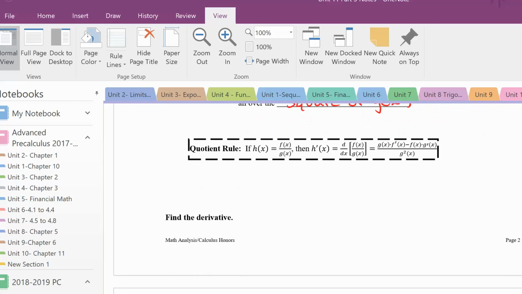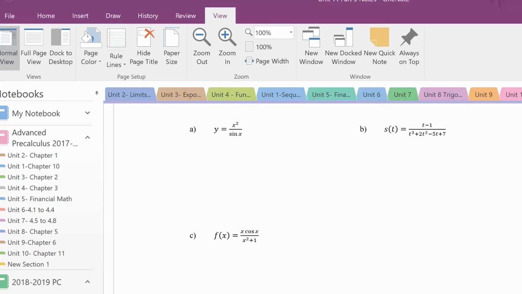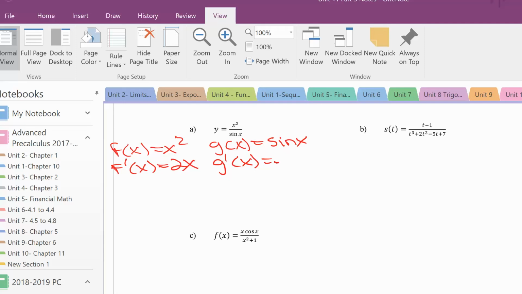So how does this work? Well, if you look at x squared over sine x, there are two functions there that you're taking the quotient of. So the first function, f of x, is equal to x squared. So that means f prime is 2x. The second function, g of x, is equal to the sine of x. And g prime of x is equal to cosine x.